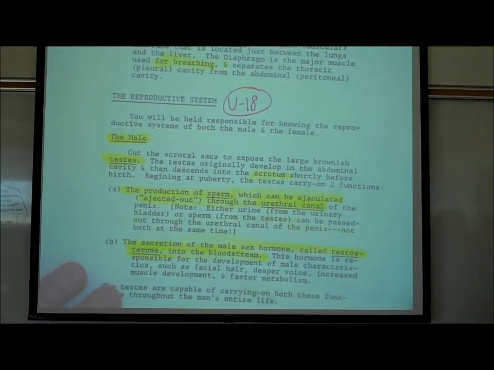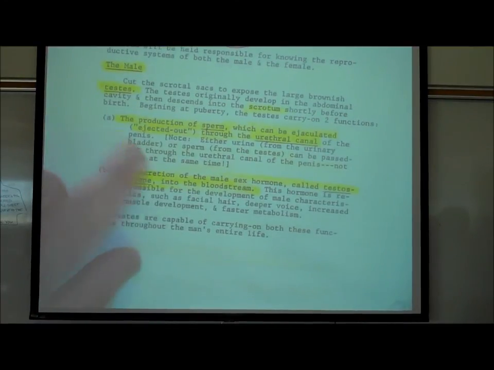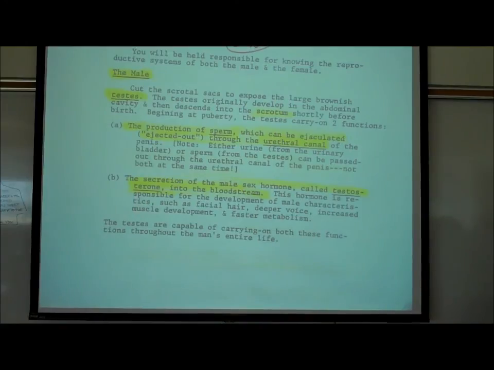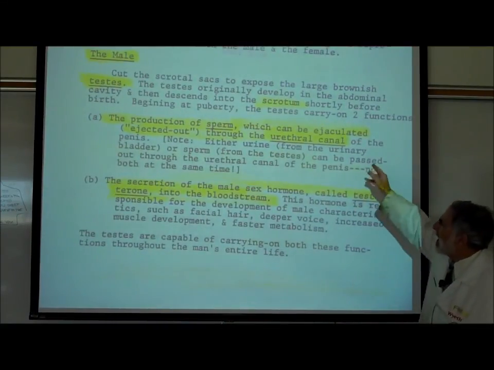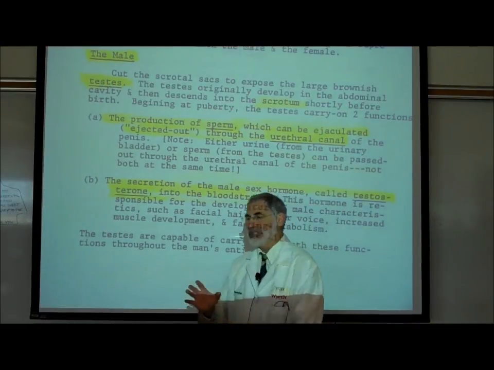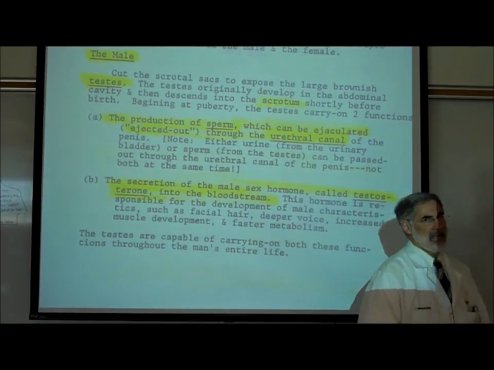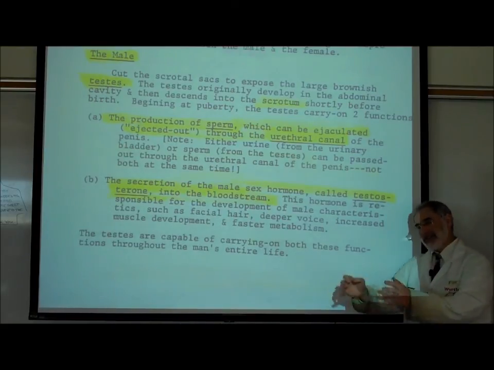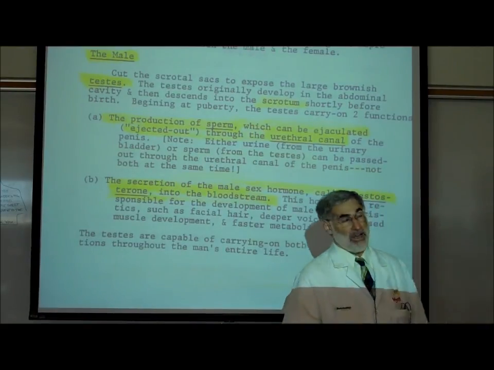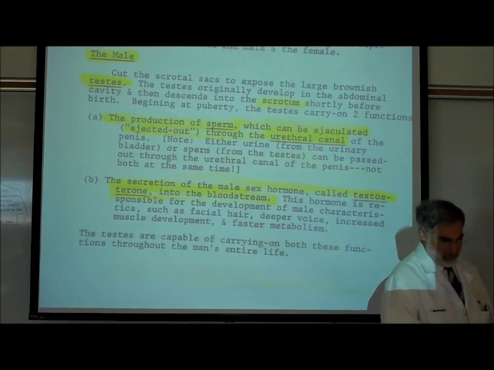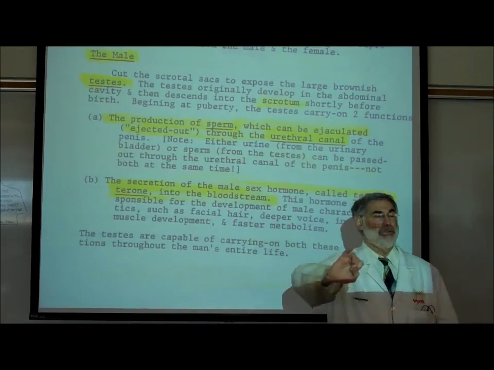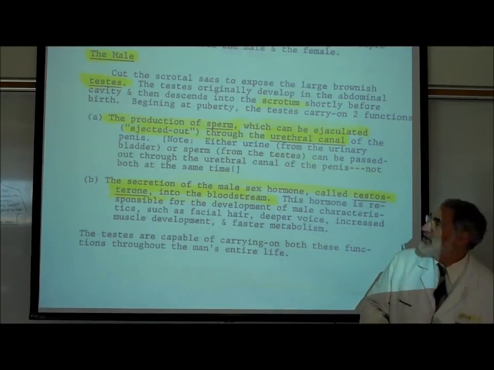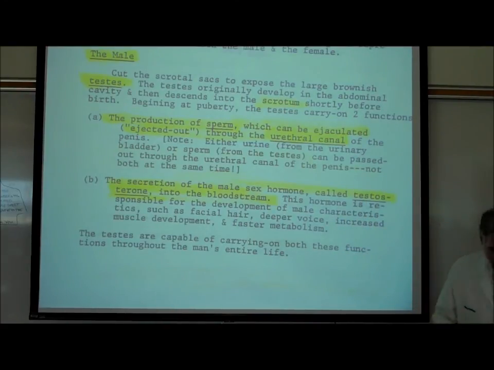The testes have two functions, and here we wrote them A and B. Letter A, the testes produce sperm, and the sperm can be ejaculated or ejected out the urethral canal of the penis. So that passageway through which the sperm come out of the penis is called the urethra or urethral canal. Incidentally, not only does sperm come out through that opening, so does urine. So both urine and sperm come out through the urethral canal.